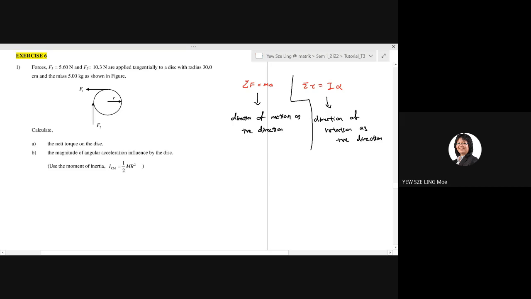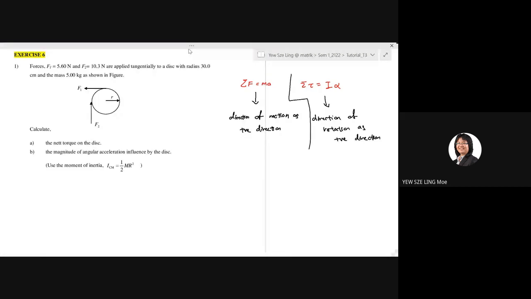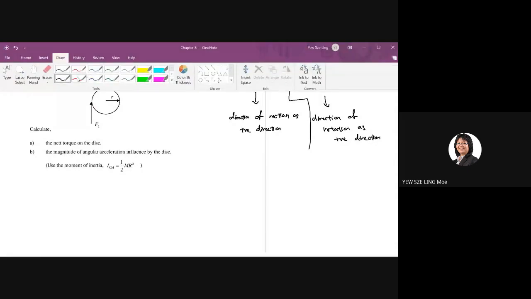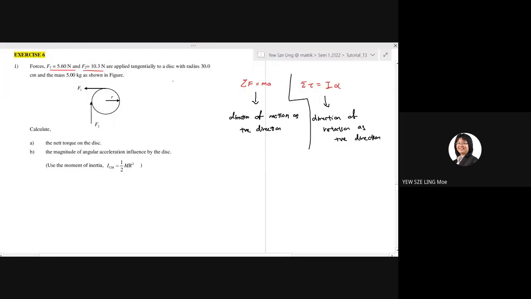So force F1, now let's see. Force F1 is 5.6 Newton, and F2 is 10.3 Newton. So you have these two forces acting on this wheel, this disc with a radius of 30 cm, and the mass is 5 kg. F2 is 10.3 Newton, F1 is 5.6 Newton. So obviously F2 is larger than F1, right? Therefore, this wheel will rotate in the clockwise direction. So in this case, this is the direction of rotation. So we are going to take clockwise as the positive direction in just this question. Okay, direction of rotation.